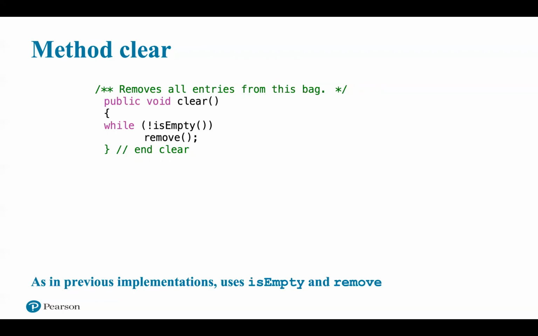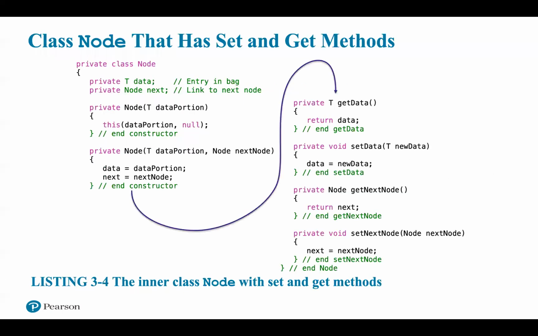So clear is a fairly straightforward method, and basically you remove each one, and first of all you check to see if it is empty and so forth. So here is the code, the class Node with the set and get methods.